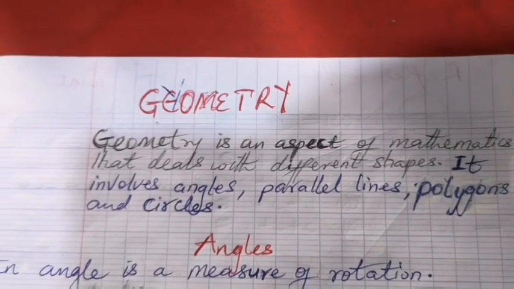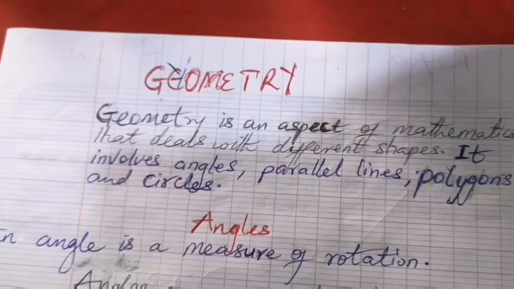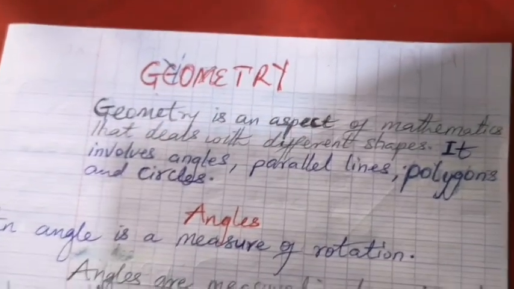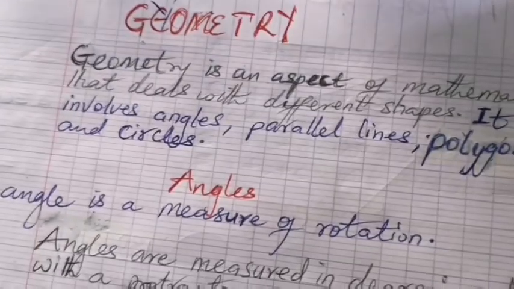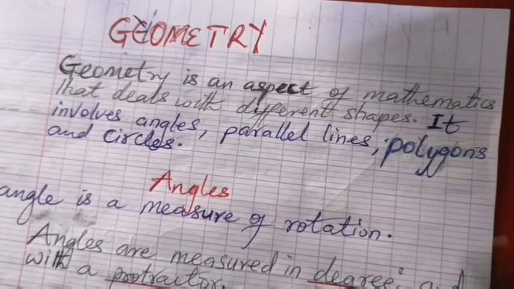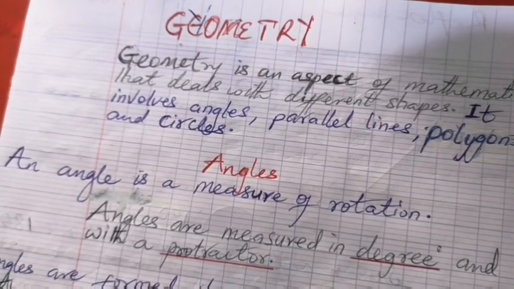Today we shall discuss geometry. Geometry is an aspect of mathematics that deals with different shapes. It involves angles, parallel lines, polygons, and circles. Now let's look at the first one, angles.